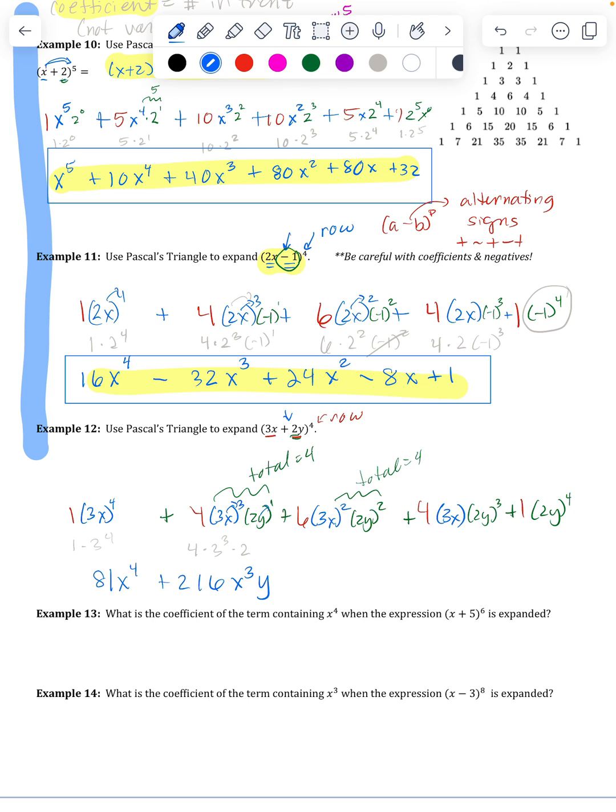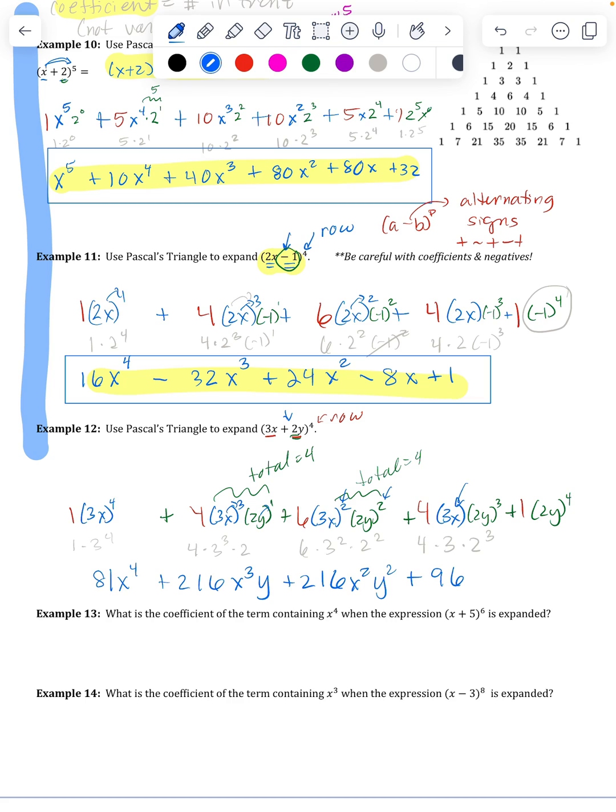So that's new. Here I'm going to have my 6, my 3 squared, my 2 squared, and so the number part of that is going to be 216 again. Now my x is 2 to the second, but my y is 2 to the second as well. And this guy has a 4 times 3 times 2 to the third. So that coefficient ends up being 96.